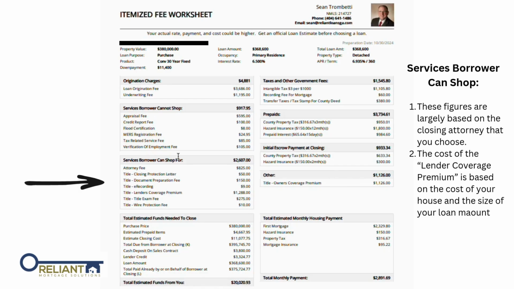It's ultimately up to you where you want to close. And then once we end up with that closing attorney's information, we'll reach out to them and we'll determine exactly what their fees will be. But for the sake of this initial quote, these are the numbers that you're more than likely going to see.